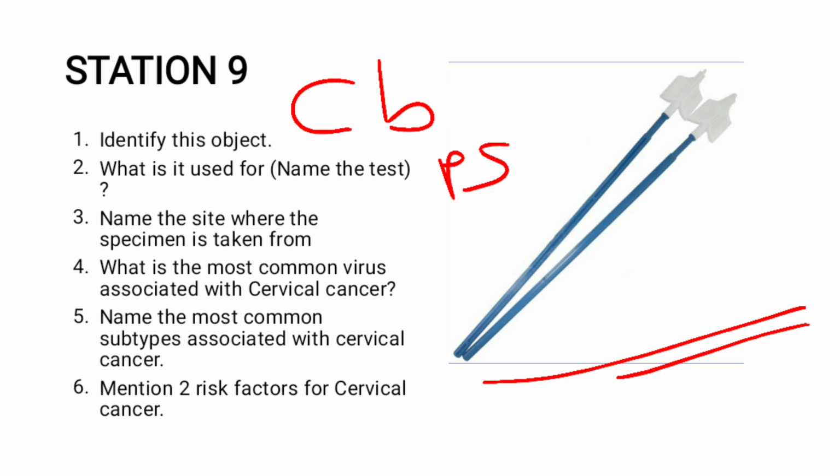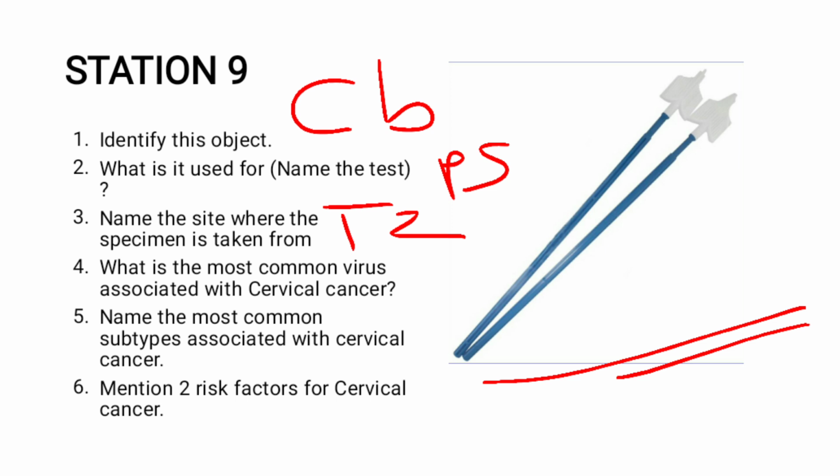Okay, they ask us to name the site. So the site where this specimen is taken from is usually the transformation zone, which is the endo and the exo cervix. So the transformation zone, the TZ, that's where the specimen is taken from.